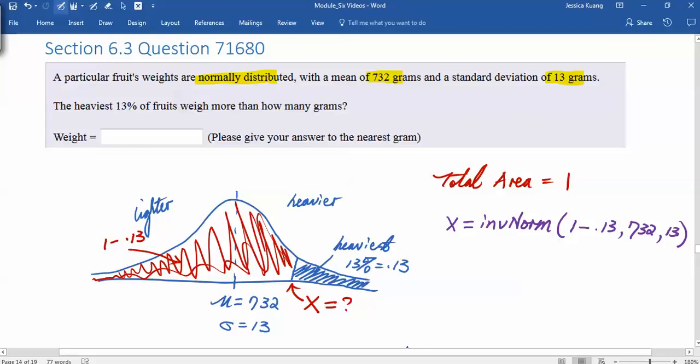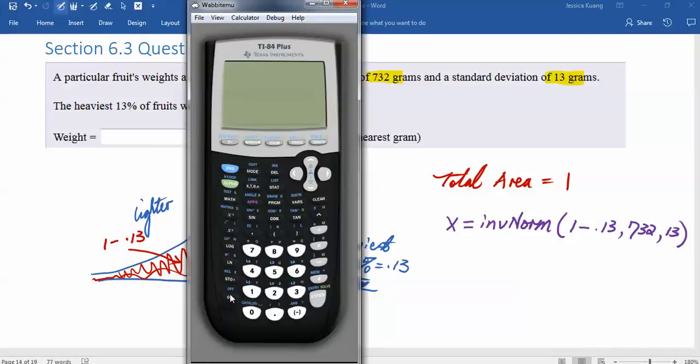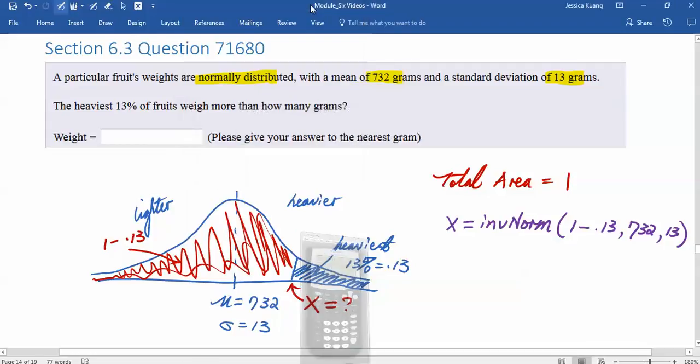Now let's pull out our graphing calculator. Clear the screen. Let's go to second, VARS. Scroll down to the third item, press enter, and I will enter 1 minus 0.13, comma, 732, comma, and 13. Close the parenthesis, press enter, and this is the x value I'm looking for.